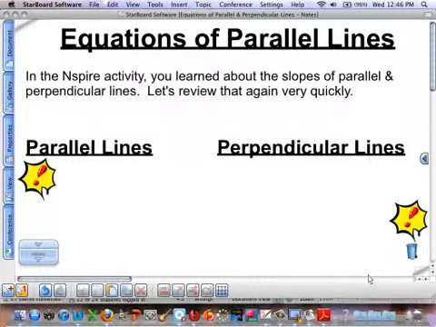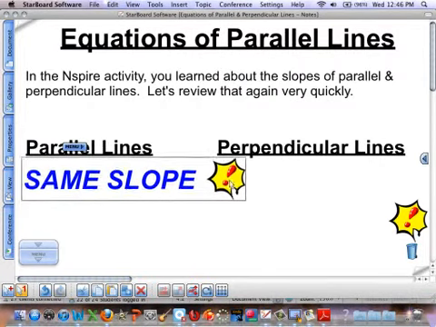So let's go over this again. One more thing, very straightforward. What did you learn from the Inspire activity about parallel lines in terms of their slopes? Now, Amanda, you walked in the middle of that. What did we cover? What did we talk about with parallel lines? What type of slopes did they have? Same slopes. Okay, so that's the big idea there. They had the same slope.